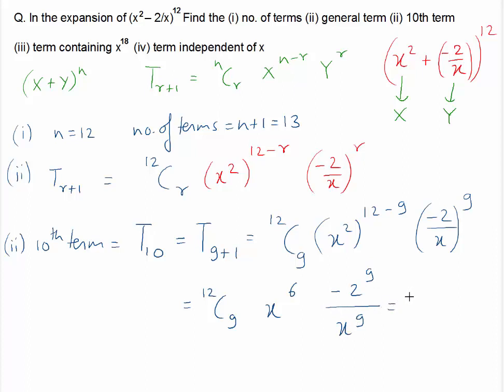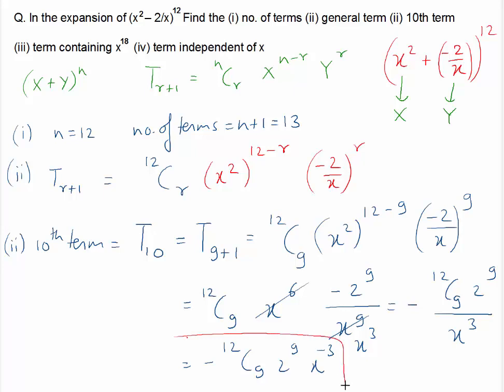So this would be equal to minus 12c9 2 to the power 9 divided by... now this will cancel out with x cube divided by x cube. So this would be the 10th term in the expansion of this. Also, if you simplify this, we will get minus 12c9 2 to the power 9 and x to the power minus 3. So this is the 10th term. Now if you notice, the exponent of x in the 10th term is minus 3.